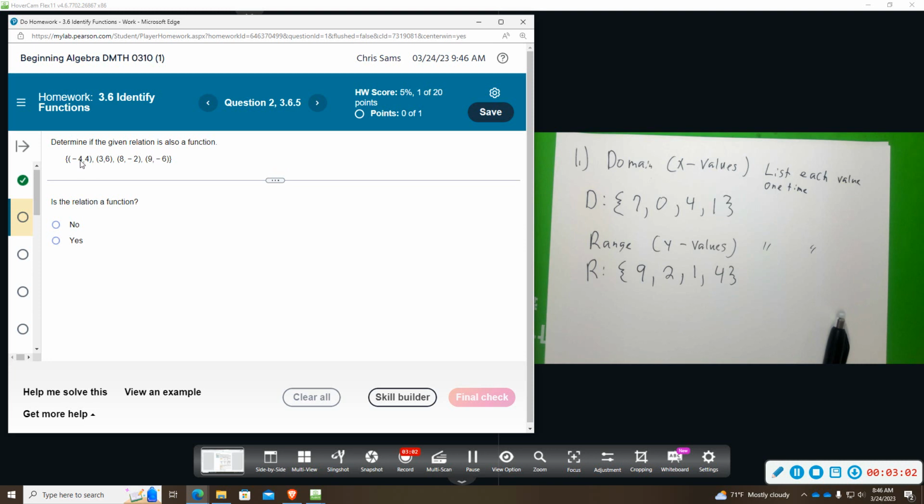So we have a -4, 3, 8, 9. -4, 3, 8, 9. None of those x values are repeated. So is the relation a function? Yes, it is.